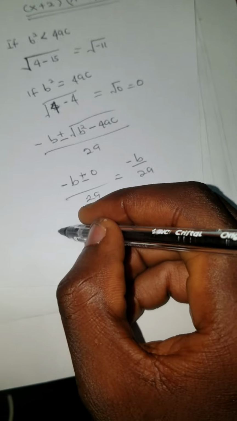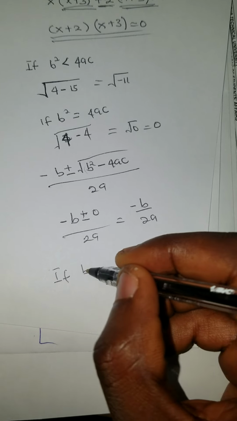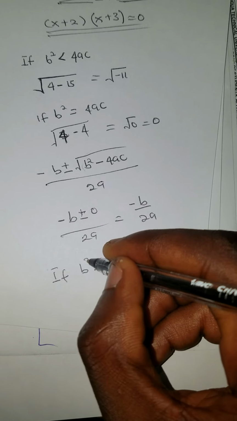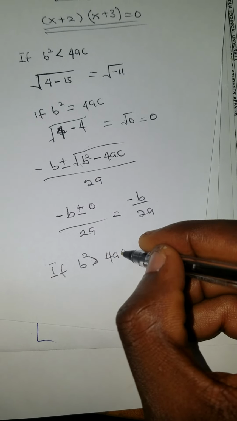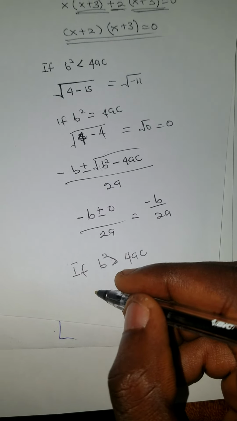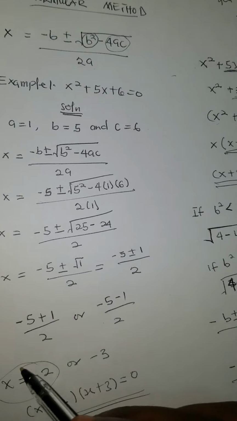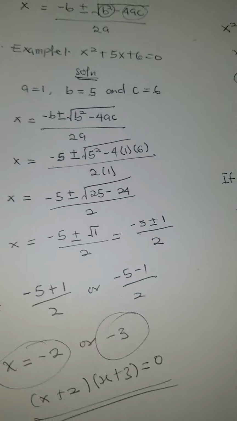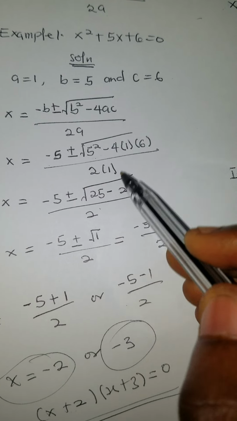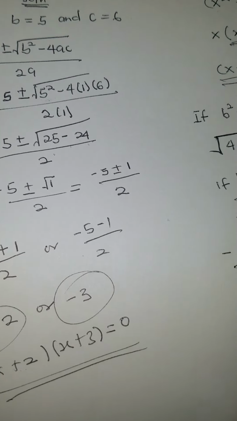Then the last one: if b squared is greater than 4ac, then you have two distinct solutions. You have two distinct answers. That is why we have two distinct answers here, x to be minus 2 and minus 3. Looking at 5 squared, we had 25, and this is 24. This was greater than this, and that is why we had two different answers.